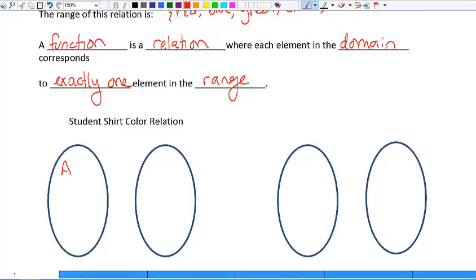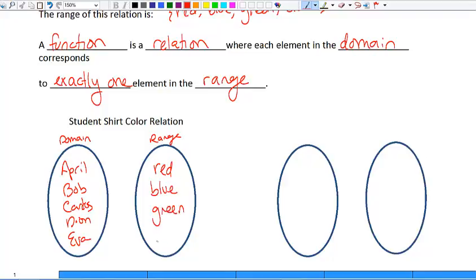Okay, so we have April, and this is the domain on this side, and this is the range on this side. So we have April and Bob, and Carlos, and Dion, and Ava. And they have certain colored shirts: red, blue, green, and black. Now this is one other way of writing a relation. You put all the domain in one circle, you put all the range in the other, and then you make a relationship with arrows. So April is the one that was wearing the red shirt.